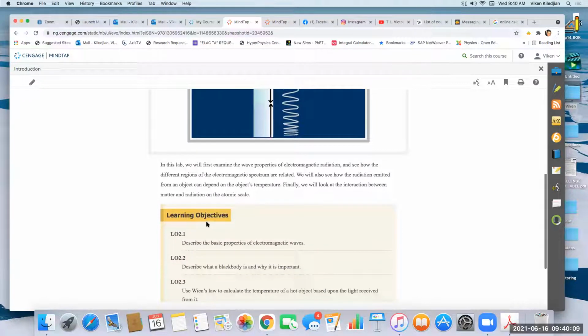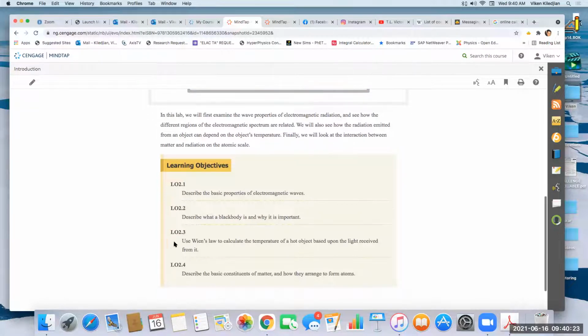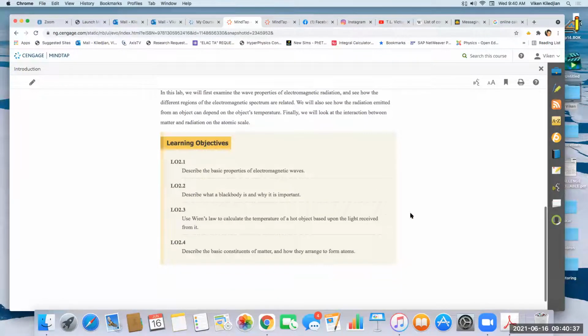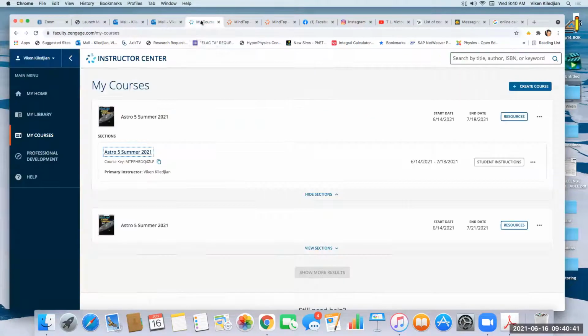And then you can see that they give you the learning objectives of the whole 4 major sections. Describe the basic properties of electromagnetic waves. Describe what a black body is and why it is important. Use Wien's law to calculate the temperature of a hot object based upon the light received from it. And then describe the basic constituents of matter and how they arrange to form atoms. So now let's go back to that section.